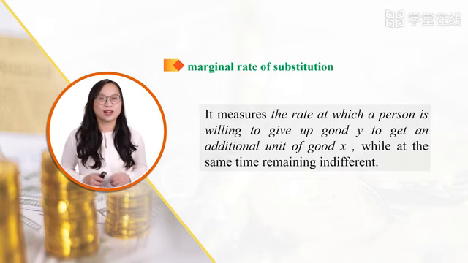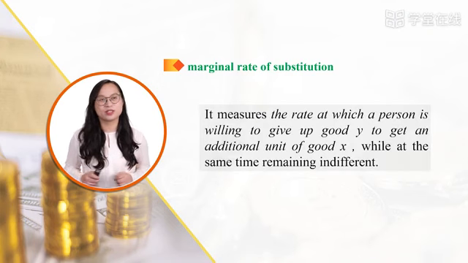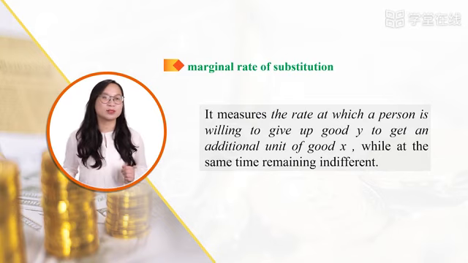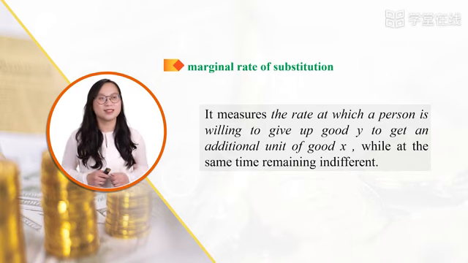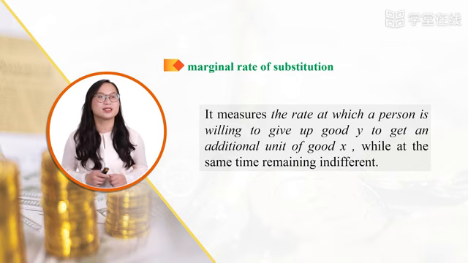In our second session of this chapter, we mentioned the MRS, the marginal rate of substitution. It measures the rate at which a person is willing to give up good Y to get additional units of good X, while at the same time remaining indifferent. It is then the reality of consumer's preference.